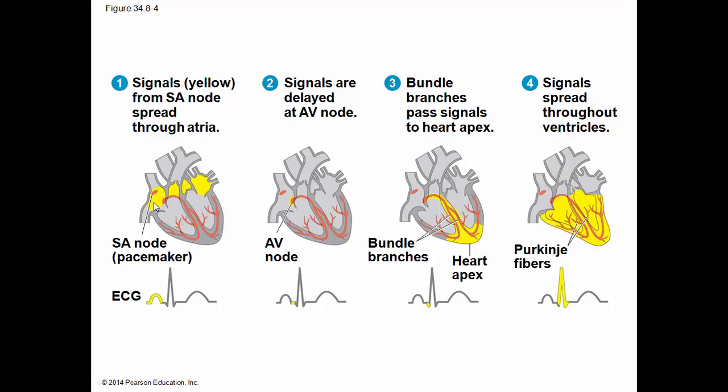So here you see the pacemaker initiates the phase. The AV node causes it to pause, allowing the chambers to fill up. The bundle branches pass the signals to the heart apex, and when they reach the heart apex, they stimulate the Purkinje fibers, and the Purkinje fibers then cause the heart to contract.